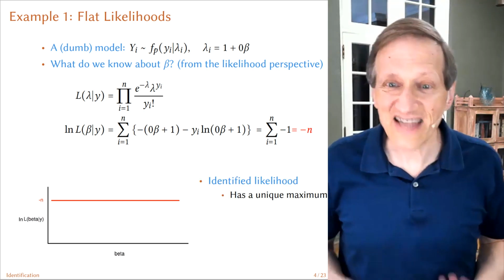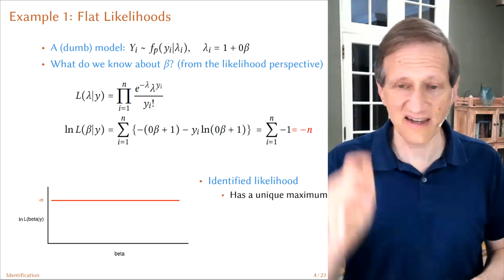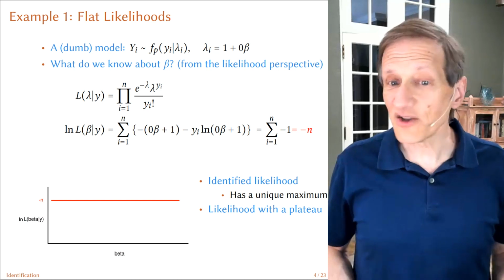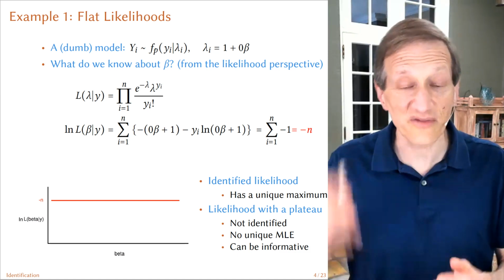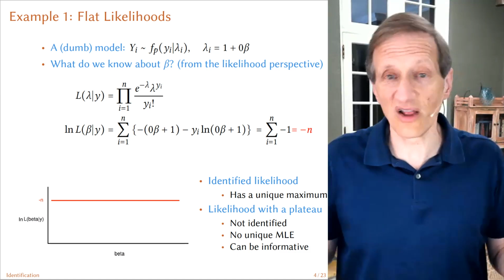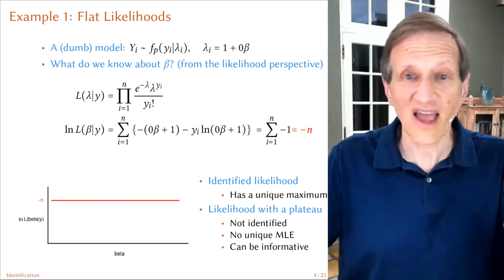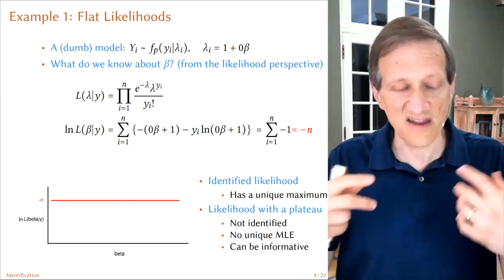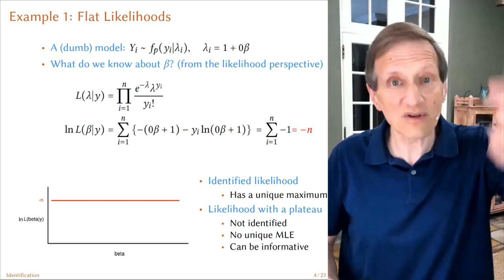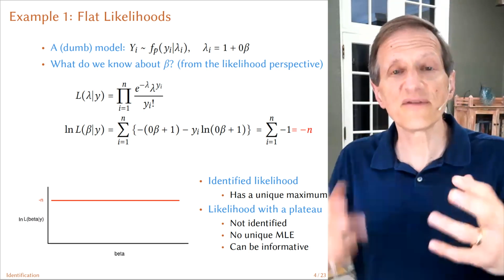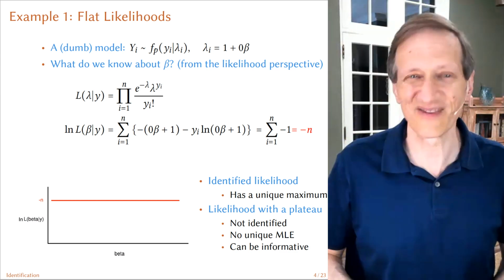An identified likelihood has a unique maximum. That is one point that beta is at the maximum. A likelihood with a plateau is not identified, has no unique MLE, but could be informative. In this case, there's no information at all, right? There's no value of beta along the entire real number line that has a higher likelihood than any other value, okay? So this is a dumb model, but you can see it's dumb. It's very clear. Even if it's not clear at the beginning, you can tell from likelihood. So likelihood reveals the dumbness, okay?